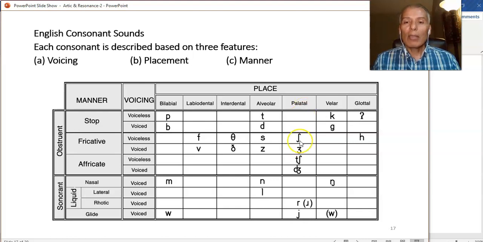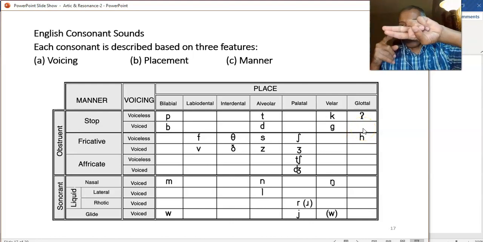Voiceless palatal fricative. And the voiced form of it is zh, as in garage, garage. Voiced palatal fricative. And then the last pair, one cognate pair, and then the h as in high. So that is a voiceless glottal fricative. Glottal, these are called glottals because they are made in the space between the vocal folds.